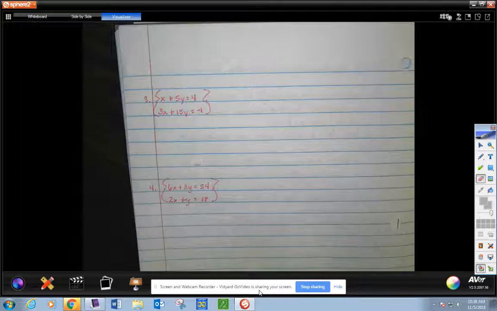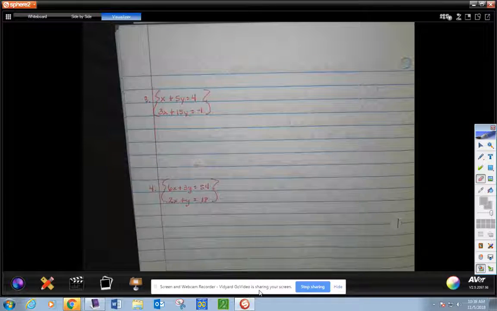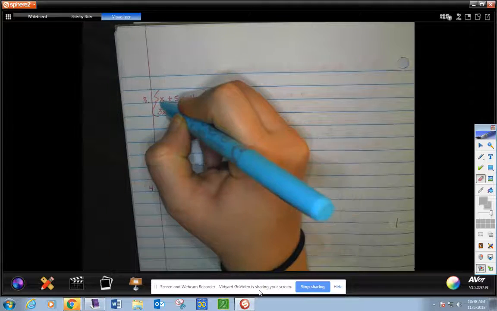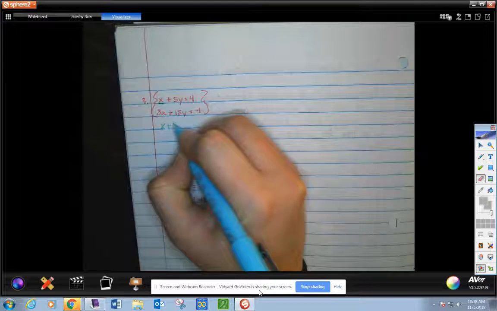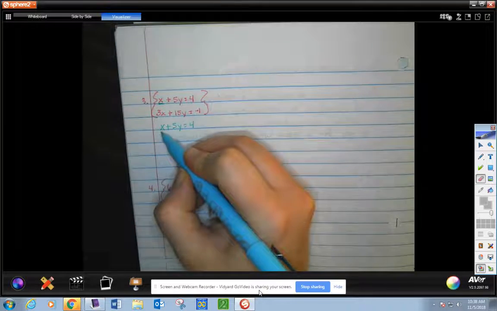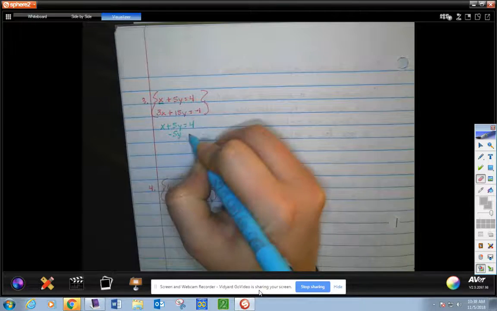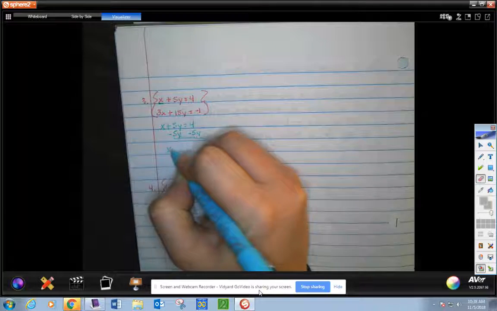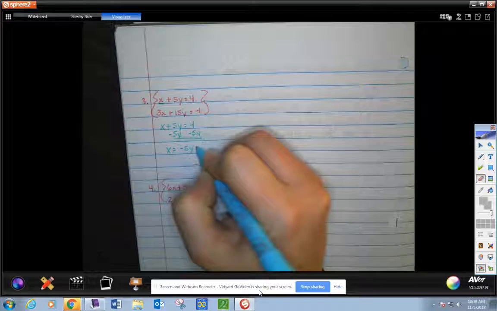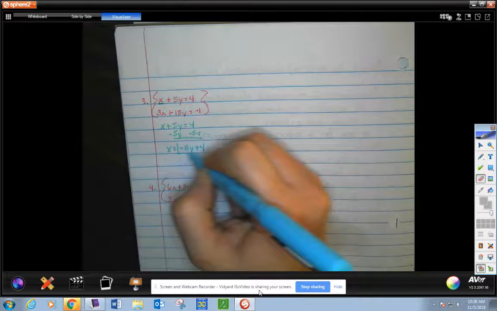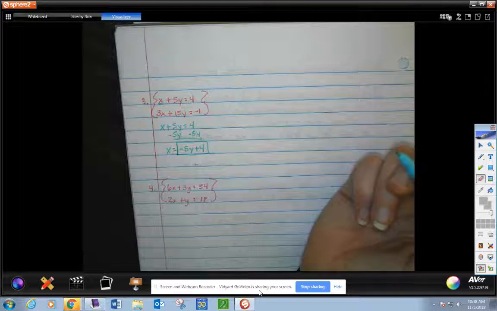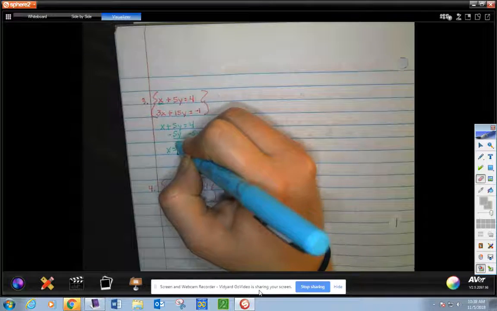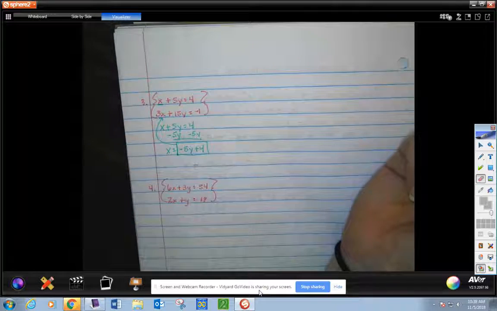Okay, so on the back, we're going to do x plus 5y equals 4 and 3x plus 15y equals negative 1. The first thing I'm going to look at, this is the only letter I have by itself. So I'm going to bring down x plus 5y equals 4, and I need to get x by itself. Well, to get x by itself, we must subtract 5y, which gives me x equals negative 5y plus 4. Now that x is isolated, that's my boxed equation, and I'm going to plug it into the x in the other equation.